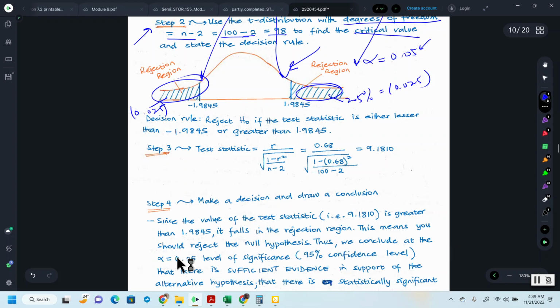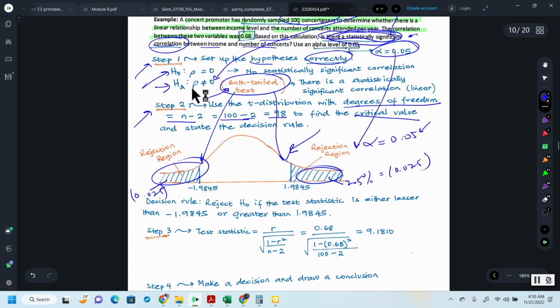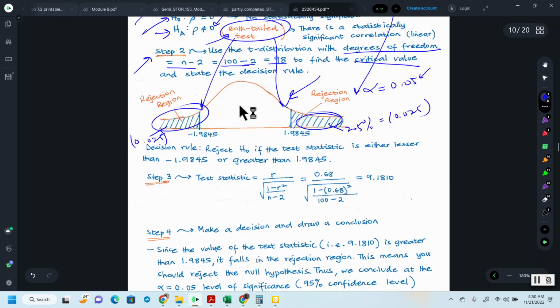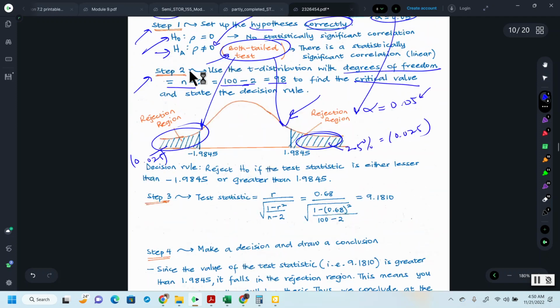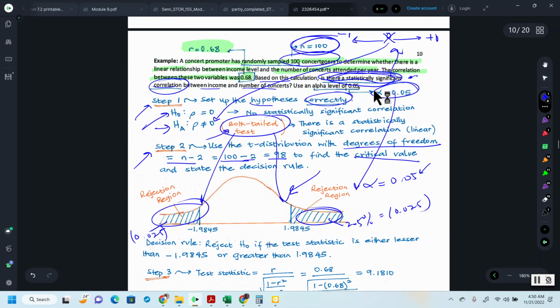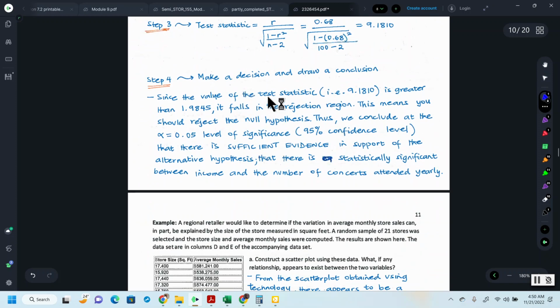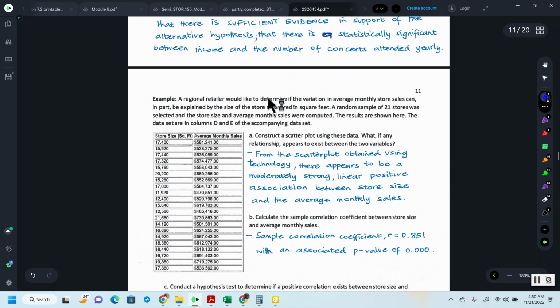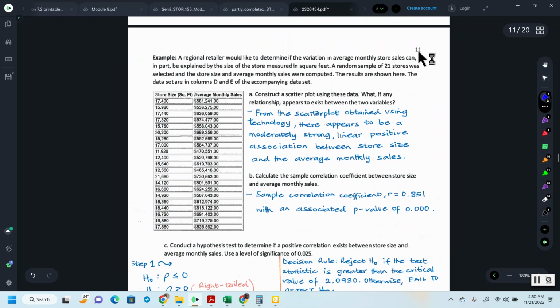Thus, we conclude at alpha equals 0.05 level of significance or 95% confidence level that there is sufficient evidence in favor of the alternative since we are rejecting the null hypothesis. And if we have evidence in favor of this, that means there's a statistically significant correlation between X and Y values. What are the X and Y values here? Between income and the number of concerts attended per year. All right, with that said, let's go on to another example on page 11.